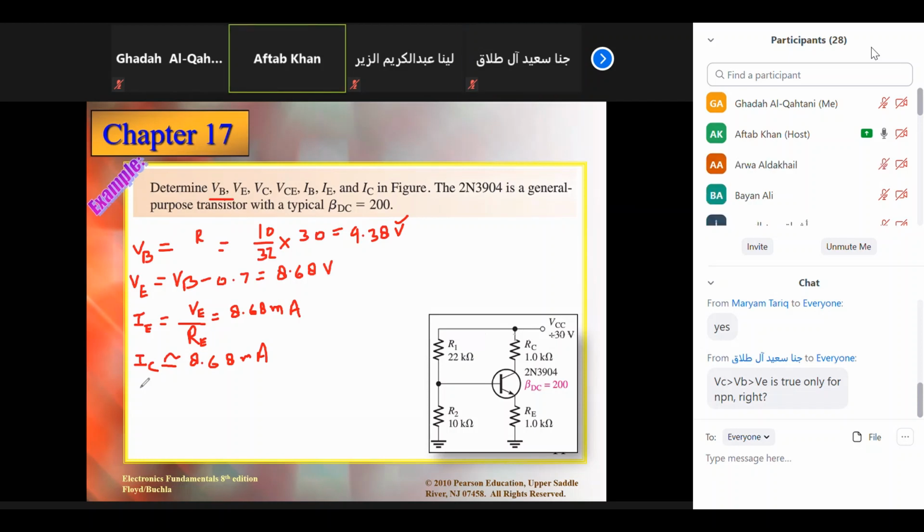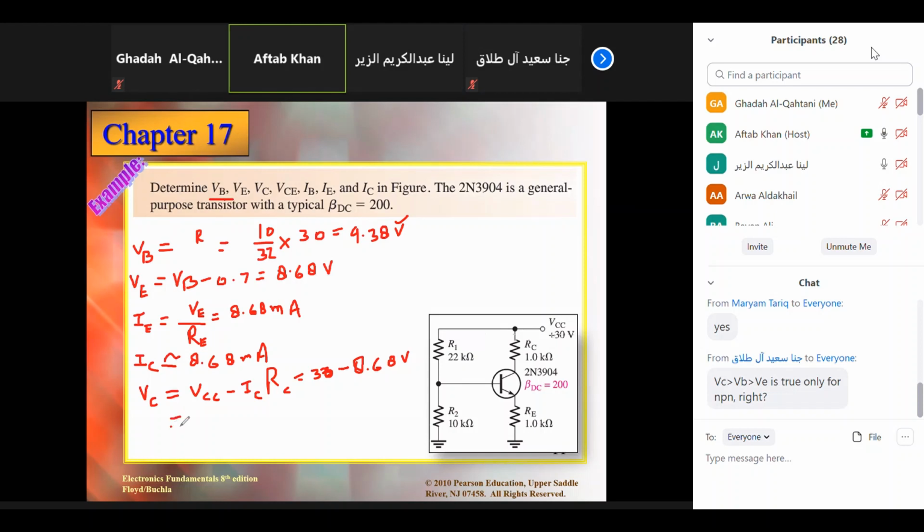This is done. Then what can we get? VCC. So VC is equal to VCC minus IC multiplied into RC. Okay, so this is what you need to get now. So calculate this one also. VCC is 30, given, and RC is 1K, and IC is 8.68. So when you multiply this, you will be getting 8.68 volts, because this 1K is multiplied with that one.